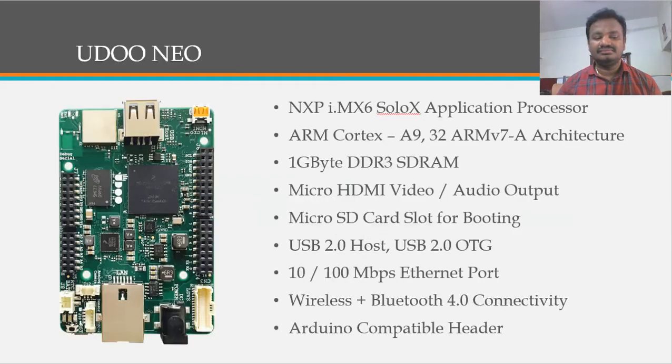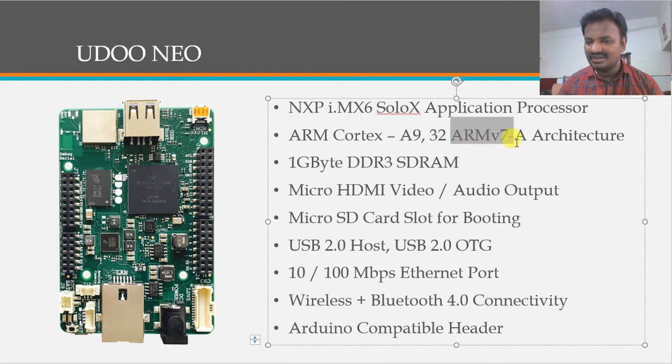Basically, here we have a platform for running embedded Linux. We have the UDOO Neo platform. The UDOO Neo is an open source platform, and it has an NXP i.MX6 SoloX application processor, with an ARM Cortex A9 processor with ARMv7A architecture. It has 1 GB of DDR RAM. Maybe we will go through this again during the cross compiler. Please note that we are using ARMv7A architecture here, and we have 1 GB of DDR3 and a micro HDMI which carries integrated audio and video, and a micro SD card for booting.